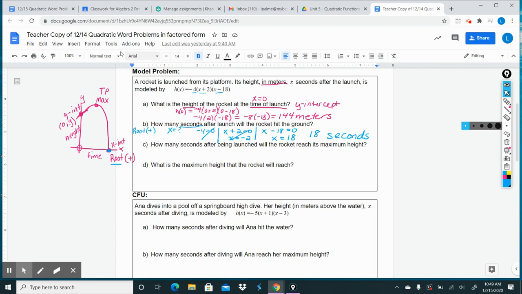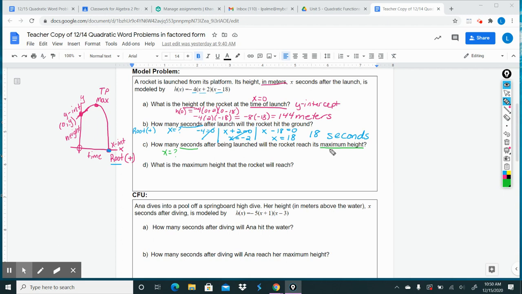Okay, this is part 2 of quadratic word problems in factored form. So we left off on letter C. How many seconds after being launched will the rocket reach its maximum height? So we're looking for how many seconds. We're looking for our x value. We need to know what that x value is after the rocket is launched and what its maximum height is at that point in time.